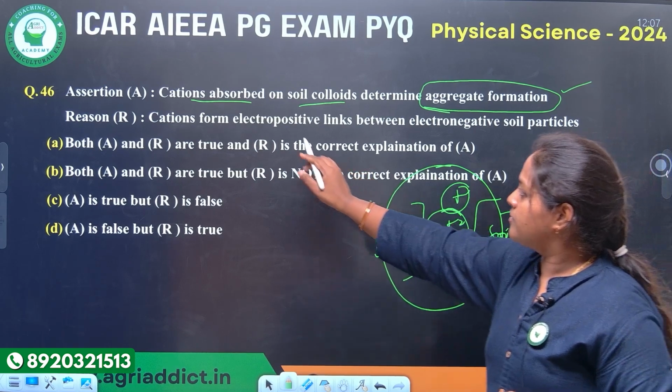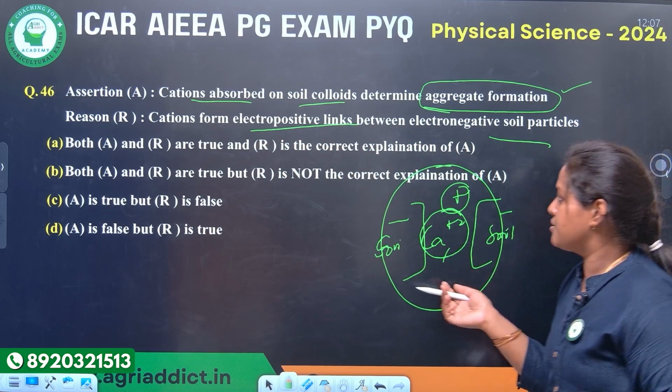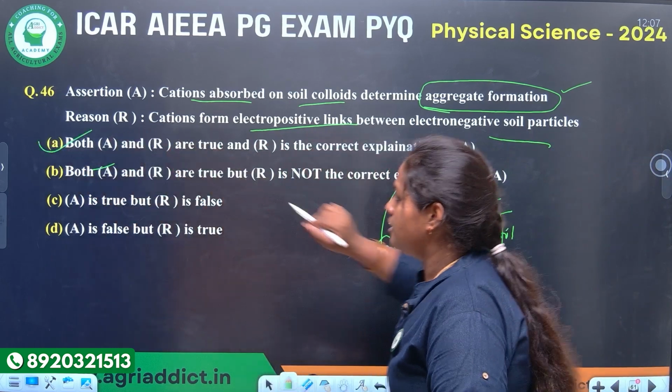Reason: cations form electropositive links between electronegative soil particles. Reason is also correct. Answer is option A.